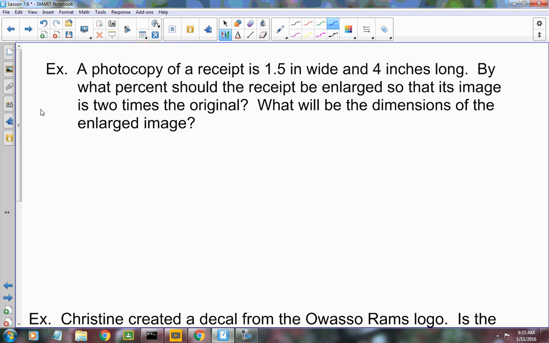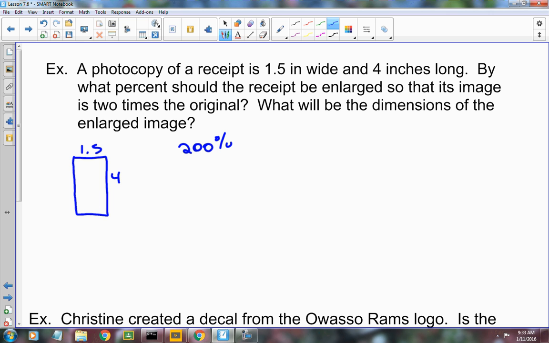Okay. A photocopy of a receipt is 1.5 inches wide and 4 inches long. So we have a receipt here. It's 1.5 inches wide and 4 inches long. By what percent should the receipt be enlarged so that its image is 2 times the original? What will be the dimension of the enlarged image? If you're gonna increase something 2 times, by what percentage is that? 200%, right? So that answer would be 200%.